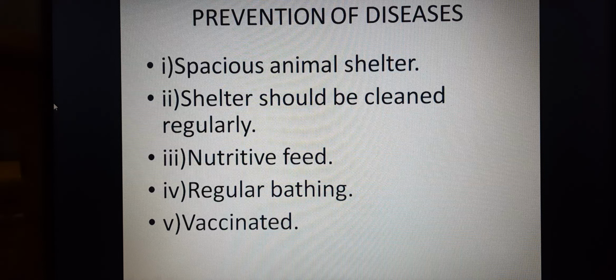So, prevention: how will we prevent the diseases? We have to keep the animals in a spacious animal shelter. The shelter should be cleaned regularly. We should give them nutritive food, regular bathing, and the main thing is vaccination. When vaccination is given to the cows and buffaloes, they are more resistant to a particular disease.